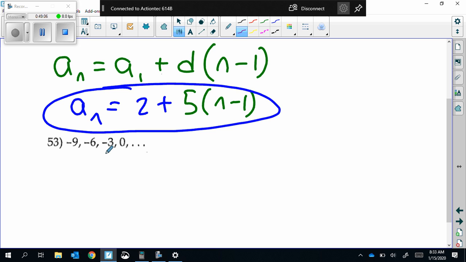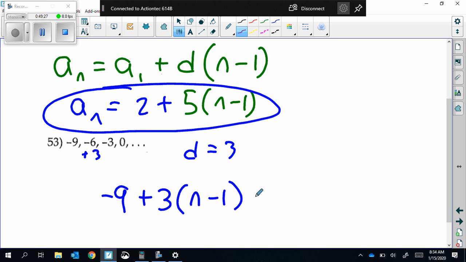Same thing for this next one. You have to look at how it's changing. This is increasing from -9 to -6 to -3. It's adding 3 each time. So D is 3. Take your same formula. A1 starts at -9 plus D, which is 3, times (n minus 1).